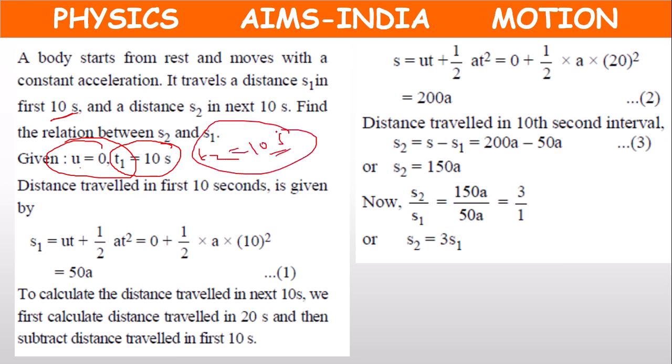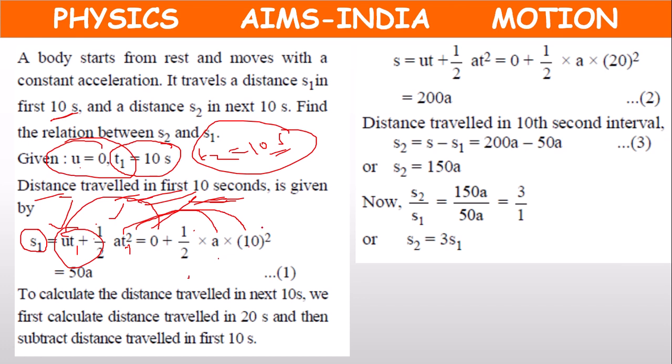So distance traveled in first 10 seconds, let it be S1. The formula is given by ut plus half at square, or ut1 plus half at1 square. U value is 0. 0 into T1 will become 0. Half into, let's keep a as it is, T1 square means 10 square, 10 square will become 100. Half times 100, 50 into a, 50a. We will get S1 value 50a.